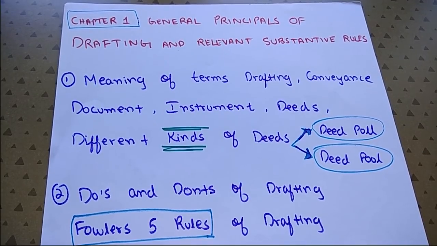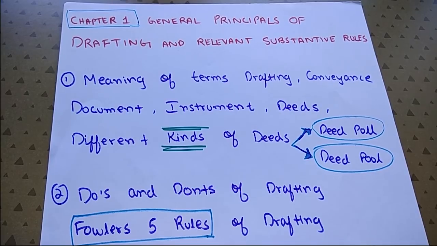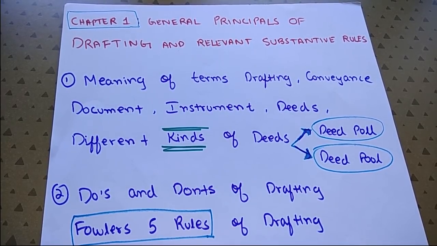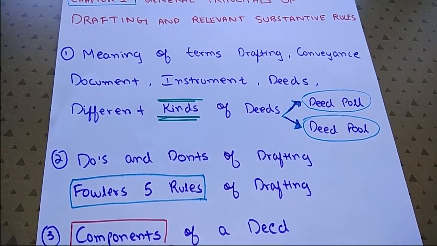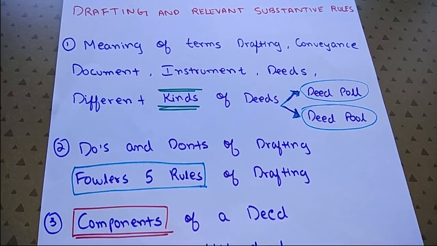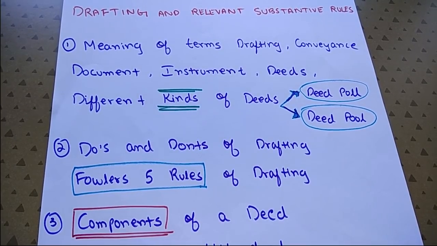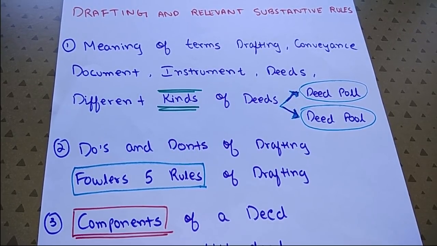First, know the meanings and subtle differences between the terms drafting, conveyance, a document, an instrument, and lastly a deed, and the different kinds of deed like deed poll, etc. Second, the various do's and don'ts of drafting and Fowler's 5 rules of drafting. A lot of theory questions have been frequently asked from points 1 and 2.